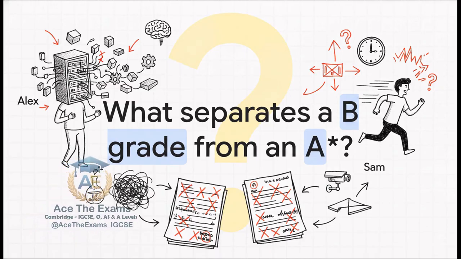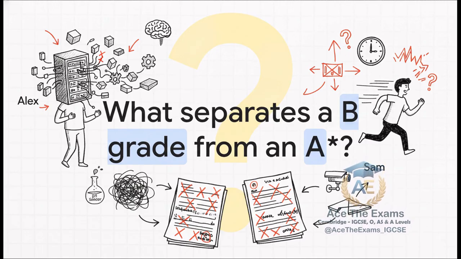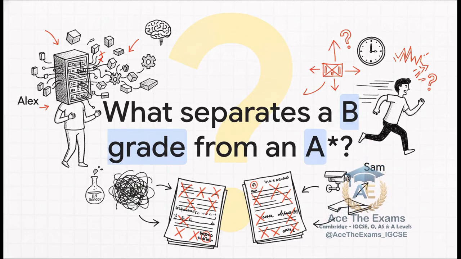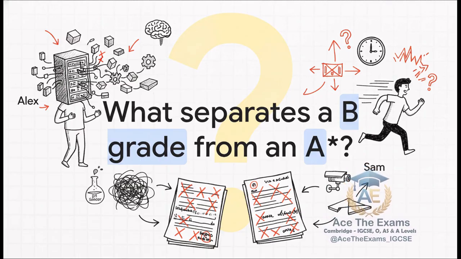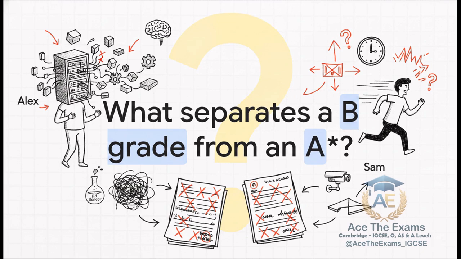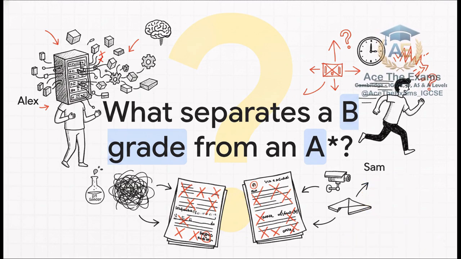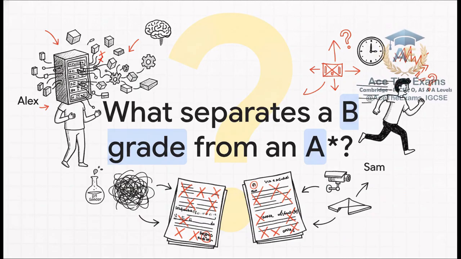Sam, on the other hand, has a different problem. Sam rushes. Sam is terrified of that ticking clock. When Sam sees a complex question about an infrared sensor being used in a smart security system, panic sets in. Sam completely misses the command word requirements at the start of the prompt, words like evaluate or justify, and ends up writing a really brief, panicked summary that barely scratches the surface of what the examiner is actually asking for.